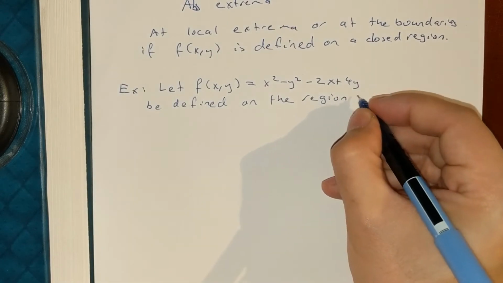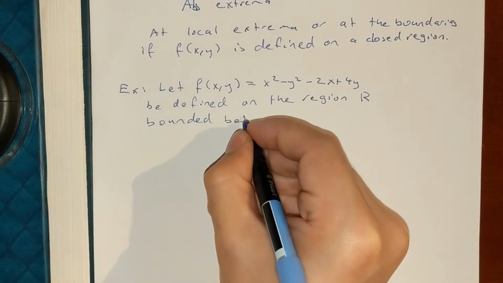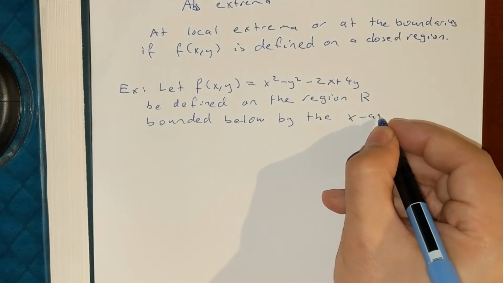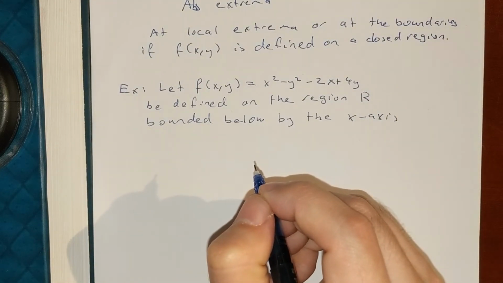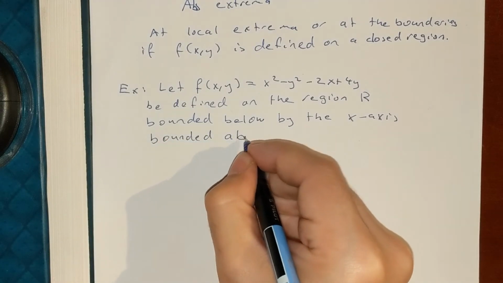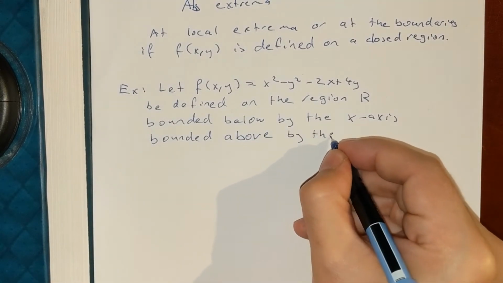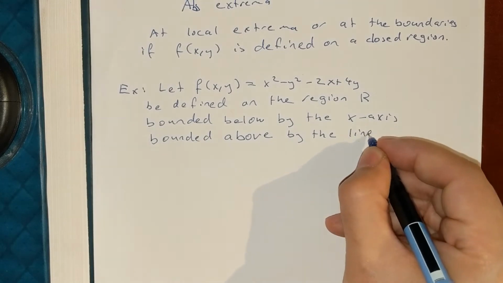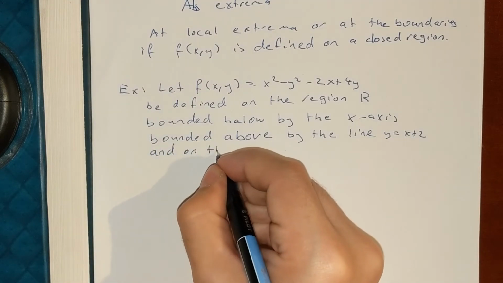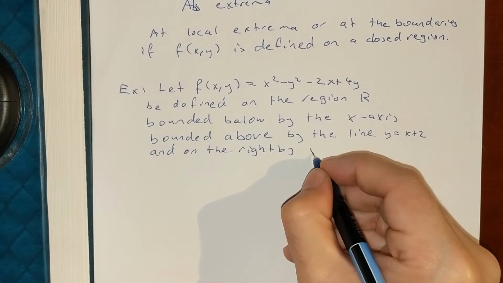And what is the region R? It's bounded below by the x-axis, bounded above by the line y equals x plus 2, and on the right by the line x equals 2.